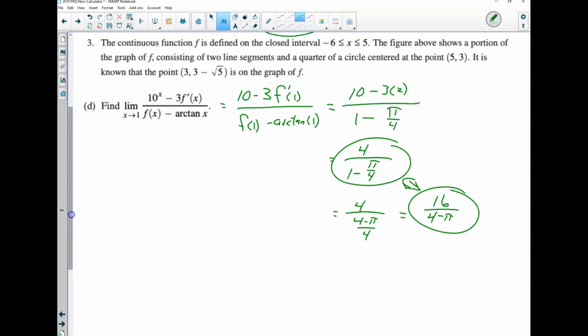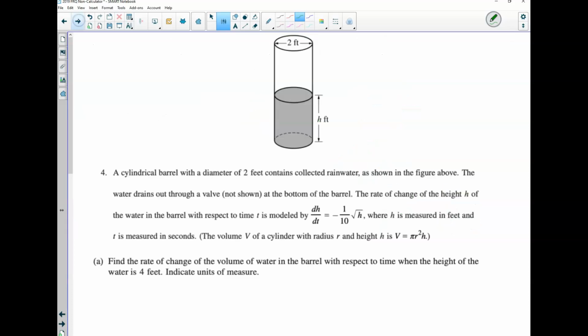Either one's just fine for your last one. Okay? That one wasn't too very bad. And we move on to number 4. And then remember, you got about 15 minutes per problem.